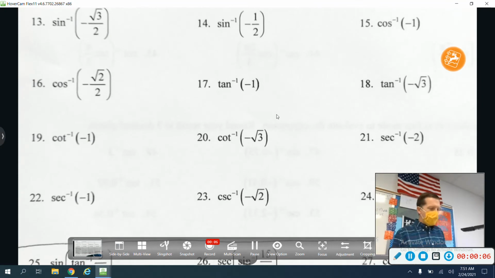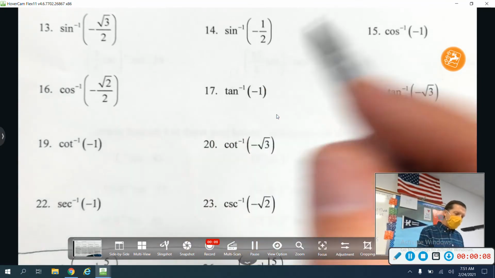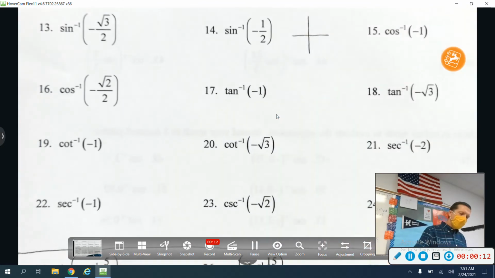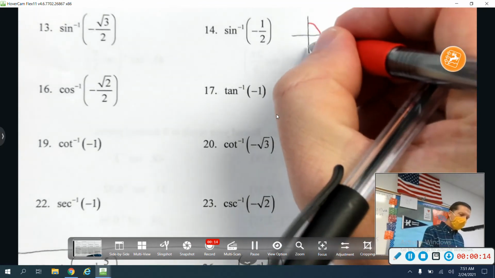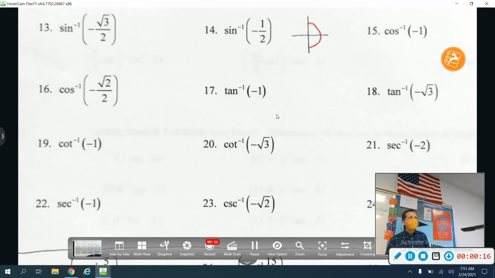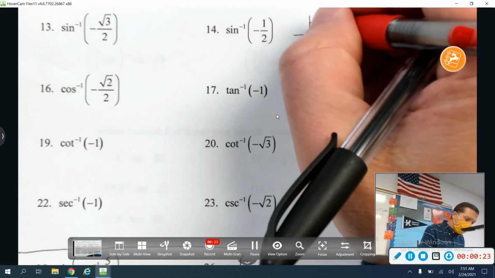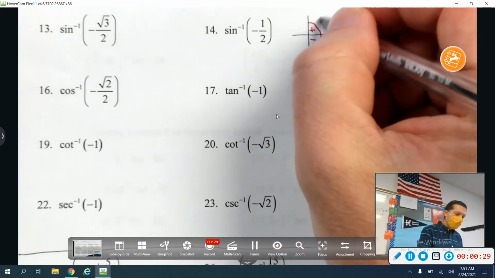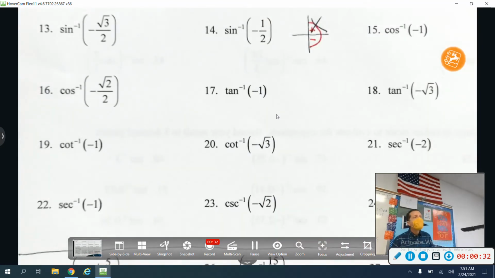All right, 14. Inverse sine. Probably the first thing I'm going to do is note that inverse sine has to come from the first or fourth quadrant. So I know my answer is going to be in 1 or 4. If it further helps, you can think, well, sine is positive in the first and negative in the fourth. And so this one's negative, so it's got to be in the fourth quadrant. So I've narrowed it down already. The answer's got to be in the fourth quadrant.